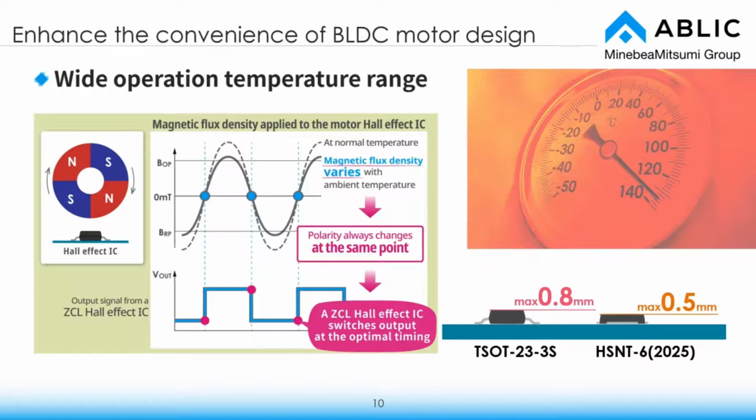On the other hand, the detection signal timing of a conventional Hall Effect latch IC depends on the magnitude of magnetic flux density, which is changed by temperature. The ZCL Hall Effect IC makes it easier than ever to control an ideal motor over a wide temperature range.